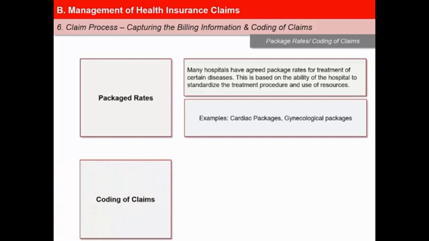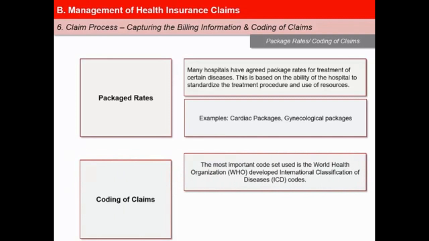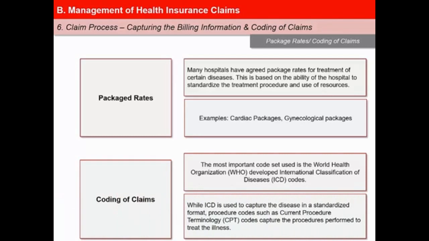Coding of claims. The most important code set used is the World Health Organization (WHO) developed International Classification of Diseases (ICD) codes. While ICD is used to capture the disease in a standardized format, procedure codes such as current procedure terminology (CPT codes) capture the procedures performed to treat the illness.